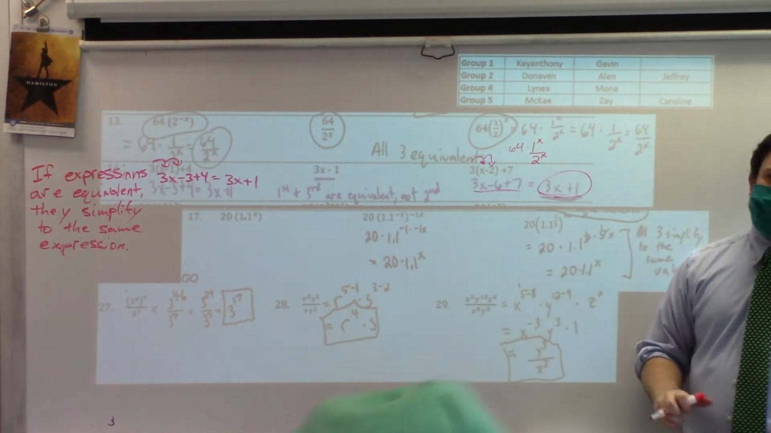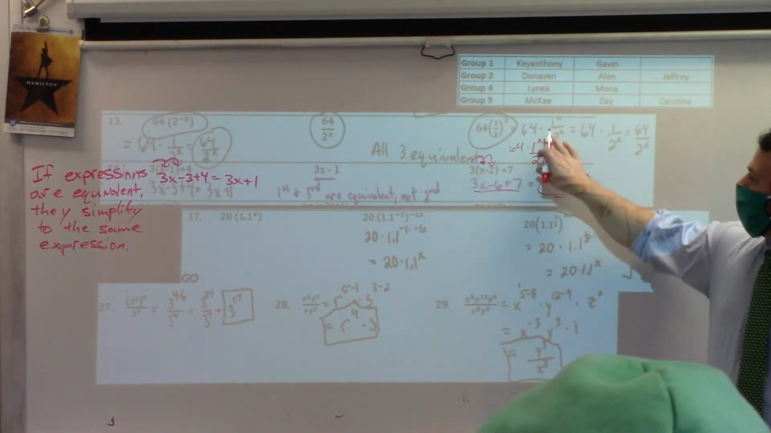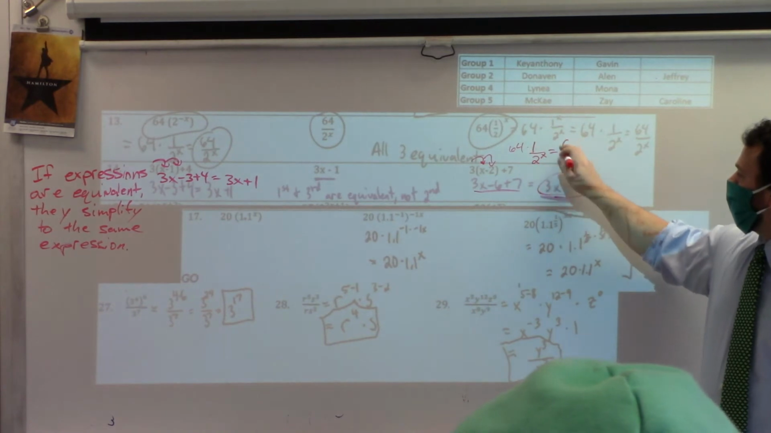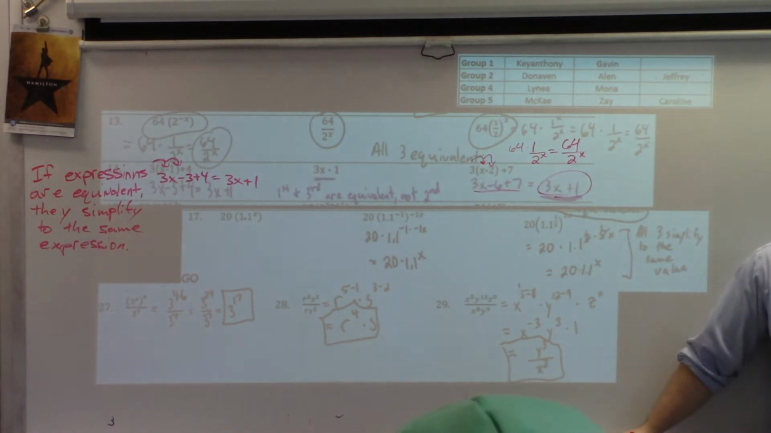Well, what's 1 raised to any power? 1. That's 1, right? So 64 divided by 2 to the x. Does that make sense? But that's only one way to do it. Okay, that's not like, hey, this is the only path you can take.